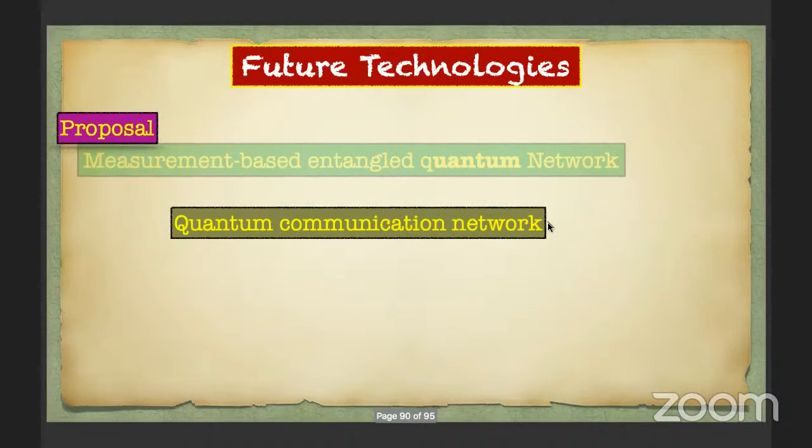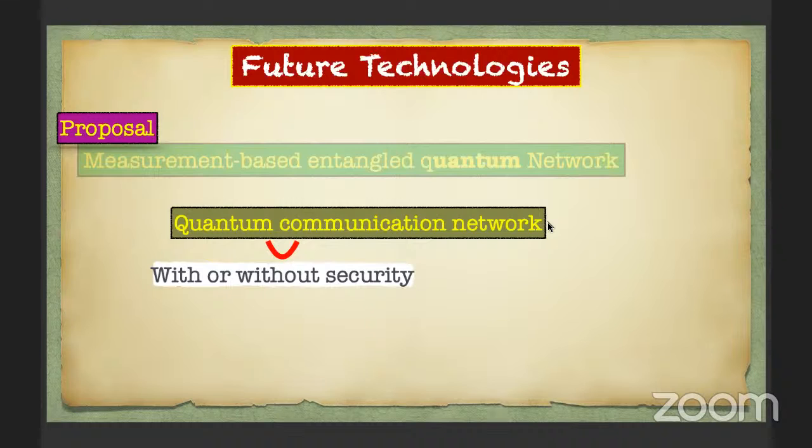But we want to build, as I have already told you, an entangled quantum network because that is important in quantum communication networks. These communications can be with or without security, because in both scenarios, we know that entangled quantum networks are useful.